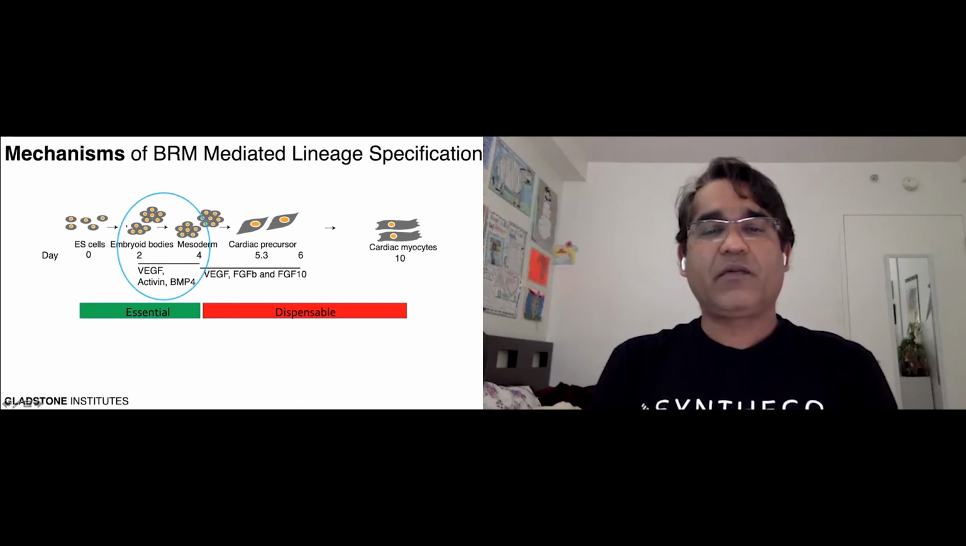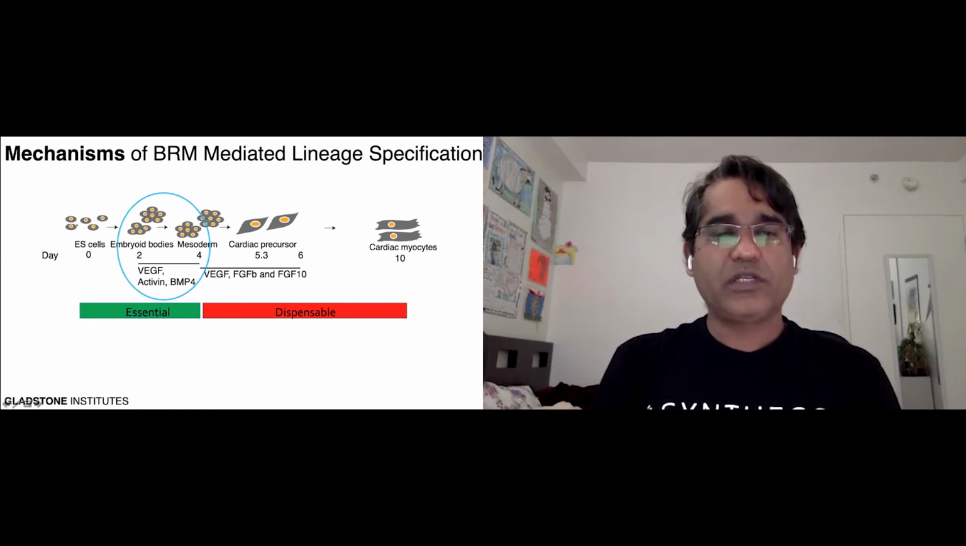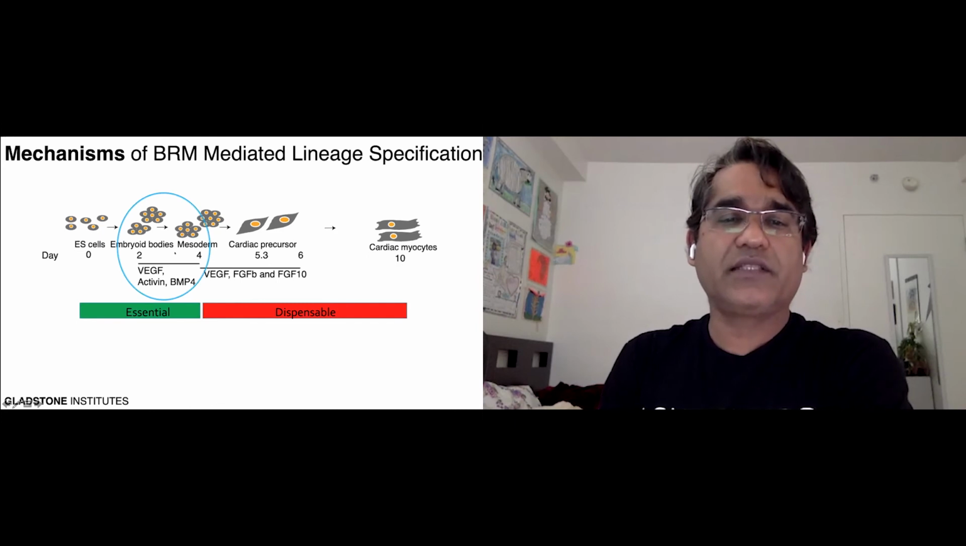And data I have not shown, we also figured out using degron strategies that BRM activity is mostly essential from day 0 to day 4, and it's dispensable from day 4 to day 6 onwards. So we really concentrated at this stage.